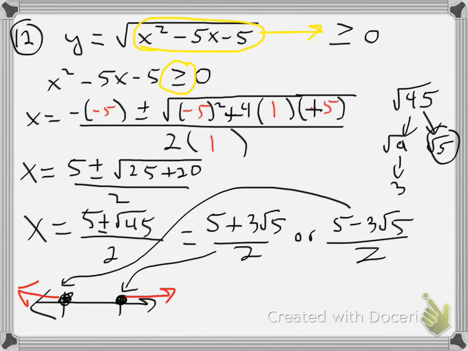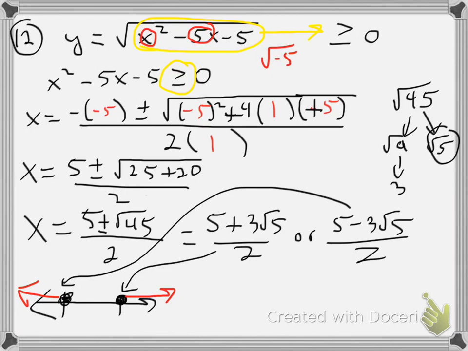Now if you don't believe it works, let's try 0 in there. If I put 0 in here, 0 squared is 0, negative 5 times 0 is 0, and then you have negative 5. What's the square root of negative 5? Well, that's clearly an imaginary number. We got a problem here. It's clearly a square root of a negative number. So clearly we don't want things in the middle there. So it's definitely separate directions.